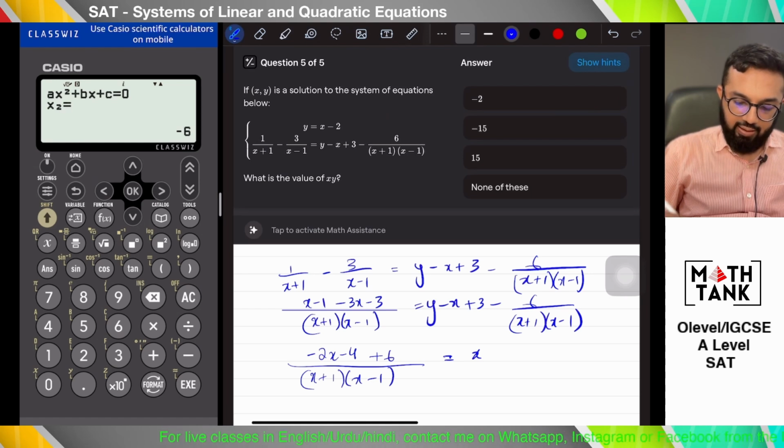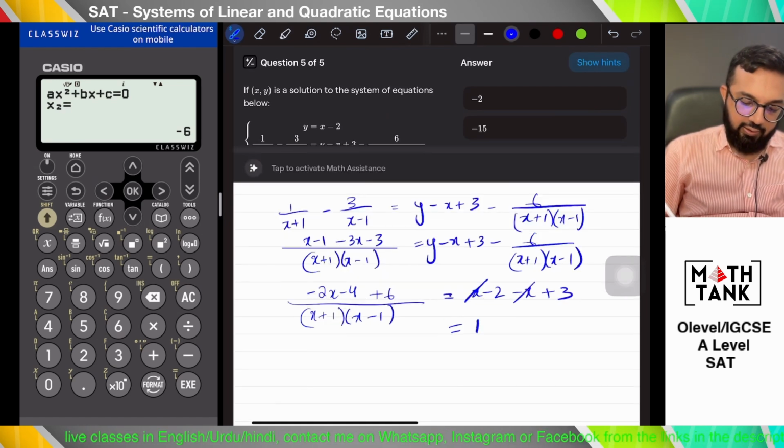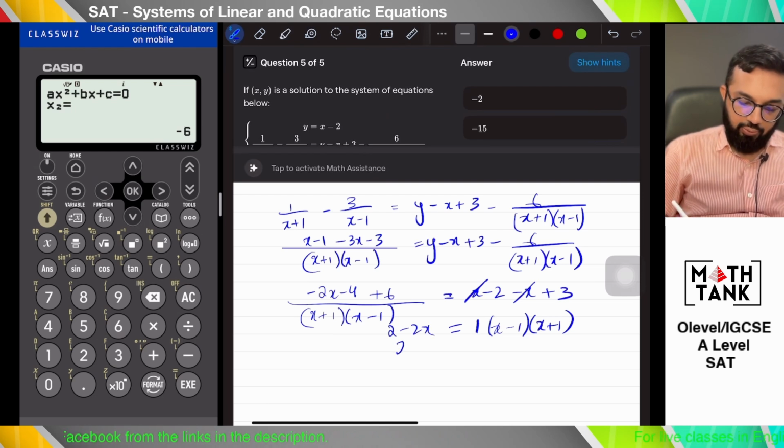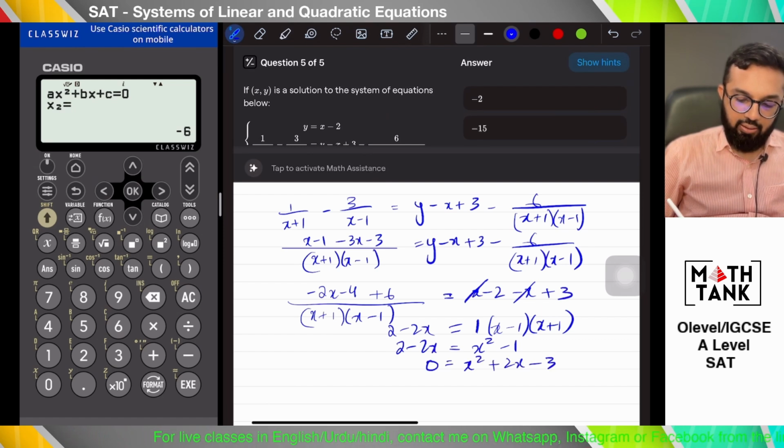So these x's cancel out. I have 1 here that gets cross multiplied with x minus 1 and x plus 1. And I have 2 minus 2x here. So 2 minus 2x equals x squared minus 1. x squared plus 2x minus 3. Minus 3 and plus 1. y equals minus 5 and y equals minus 1.